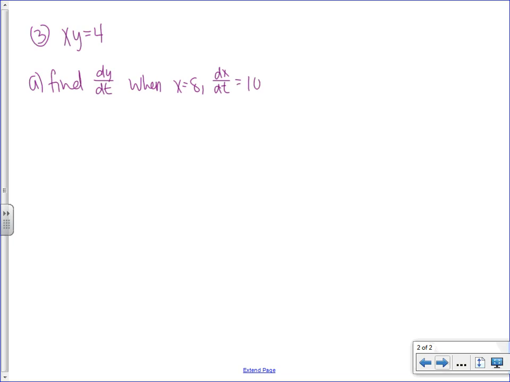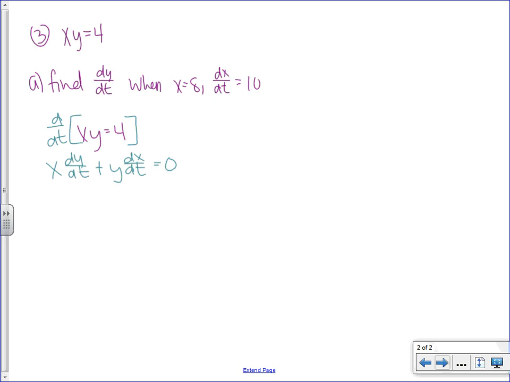So I should probably find the derivative of my original. Okay, I'm going to have to use the product rule in here. So let's take the derivative of both sides with respect to t. When we do the left, I've got the first times the derivative of the second plus the second times the derivative of the first. And then the derivative of 4 is just 0 no matter what.